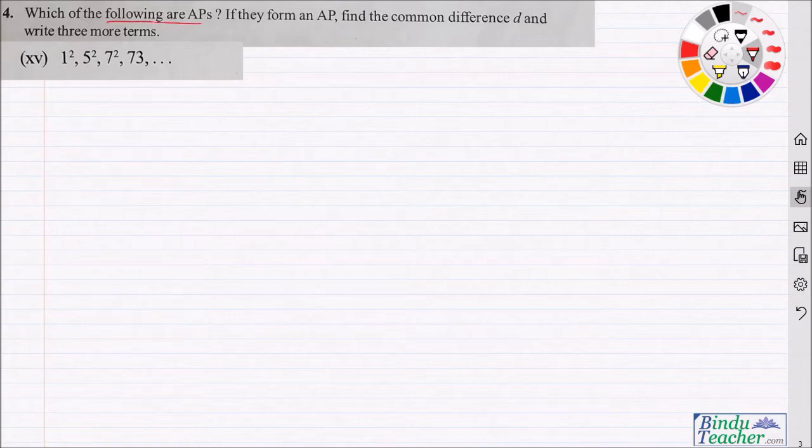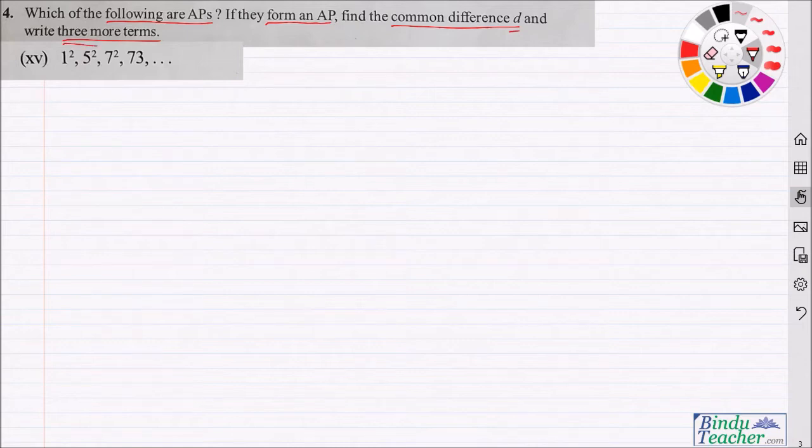Which of the following are arithmetic progressions? If they form an arithmetic progression, find the common difference d and write 3 more terms. So what we have to do is look at the list of numbers and identify if they are an arithmetic progression. If yes, then we have to write down the common difference d, and we also have to calculate the next 3 terms.